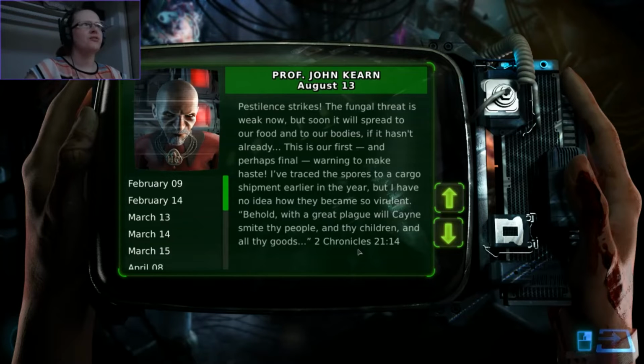Pestilence strikes. The fungal threat is weak now, but soon it will spread to our food and our bodies if it hasn't already. It is our first, and perhaps final, warning to make haste. I've traced the spores to a cargo shipment earlier this year, but I have no idea how they became so virulent. Behold, a great plague will Cayne smite thy people and thy children and all thy goods. 2 Chronicles 21:14. That right there.